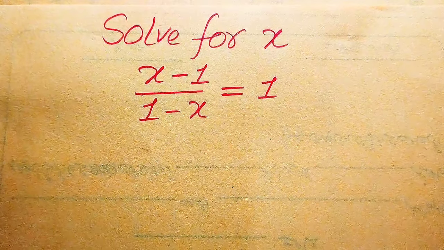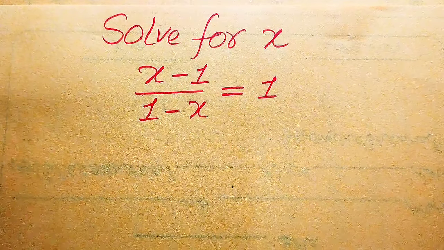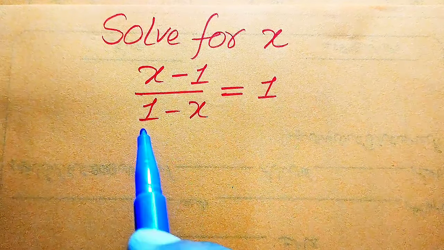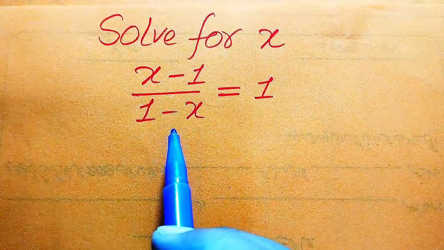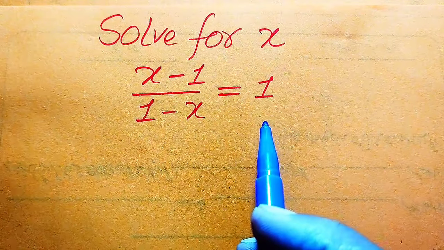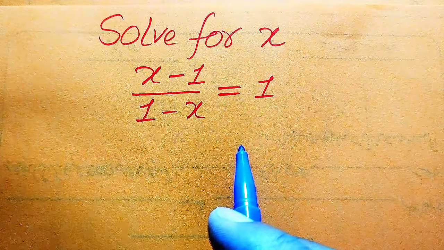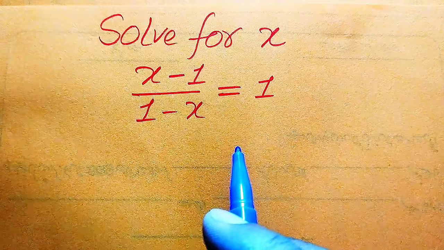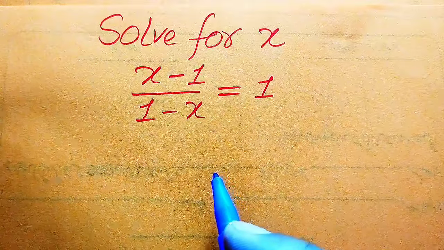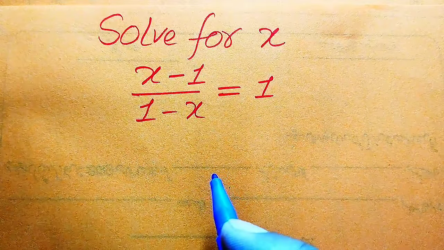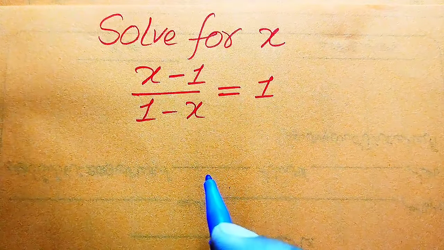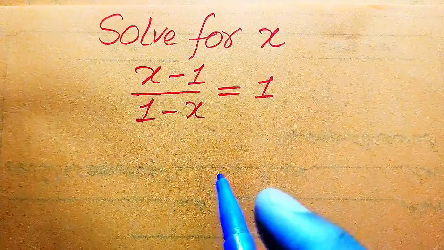Hello everyone, how to solve this problem for the values of x if we have (x minus 1) divided by (1 minus x) is equal to 1, and we solve this problem for all the values of x. So here first we need to find all the roots of this equation, and at the last we will verify which of the roots are solutions of this equation and which of the roots are extraneous roots.